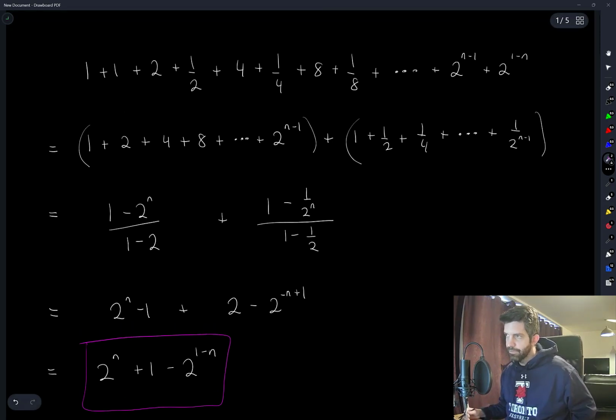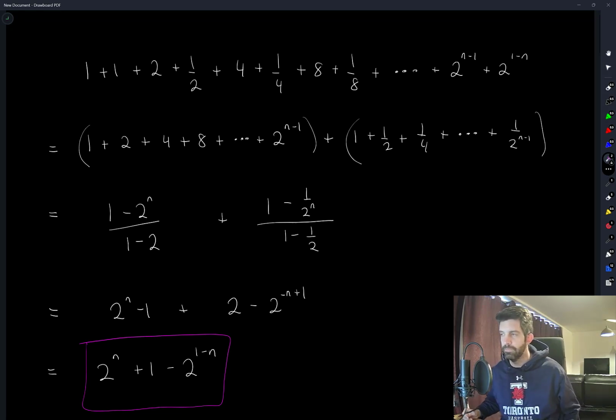Yeah, and the other key here, of course, was recognizing that if I take only the odd numbered terms in the original sequence, then those just give powers of 2, and the even numbered terms give reciprocals of powers of 2, and both of those are going to be geometric series. So pretty easy to figure out the formula.